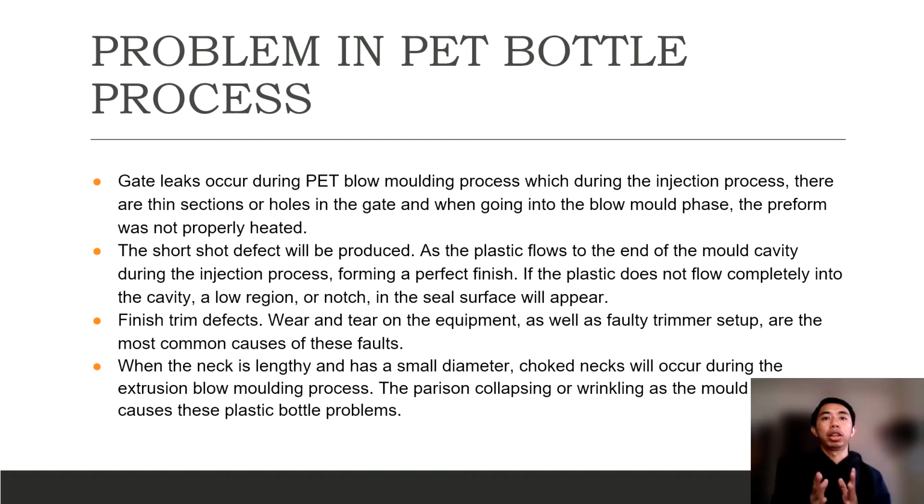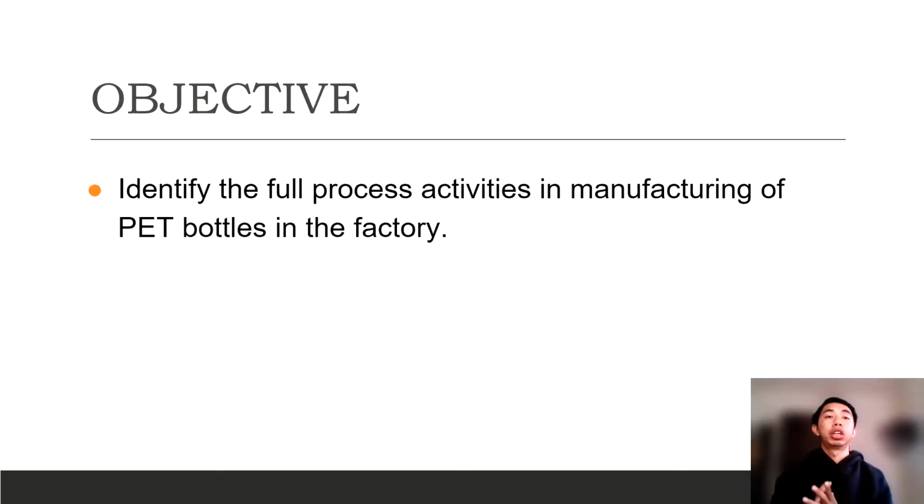Lastly is choke neck defect. This occurs during the extrusion blow molding process. This is when the neck is lengthy and has a small diameter. The objective of our project is to identify the full process activities in manufacturing of PET bottles in the factory.